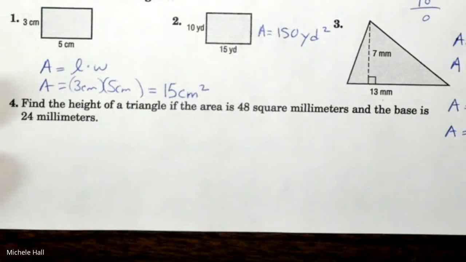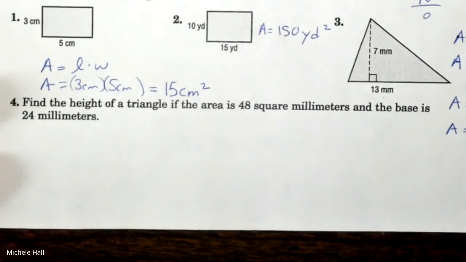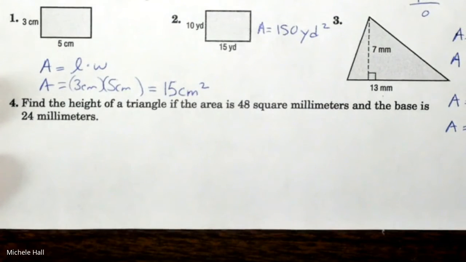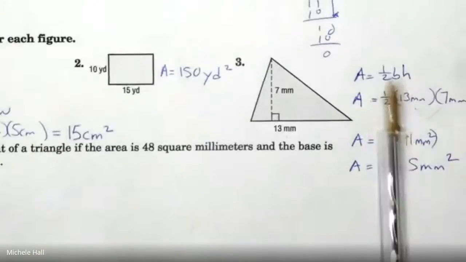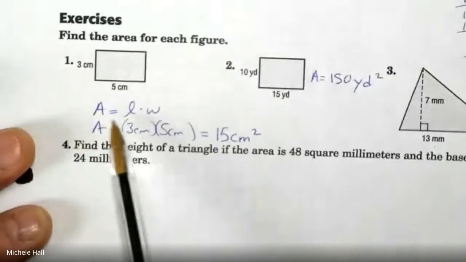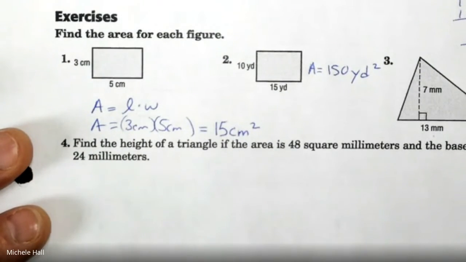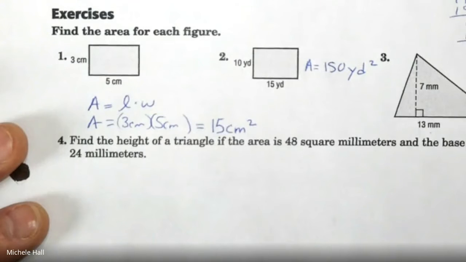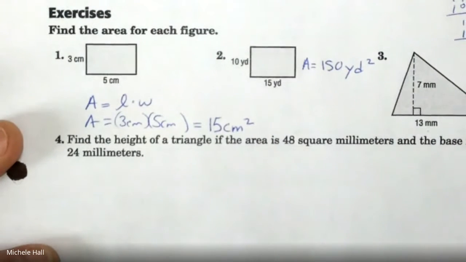All right, it says find the height of a triangle if the area is 48 square millimeters and the base is 24 millimeters. So the first thing I would do is write down a formula, just like I did when I started this problem. You should just write down the formula. I can give you credit if you actually can pick the right formula. That tells me that you're on the right track.